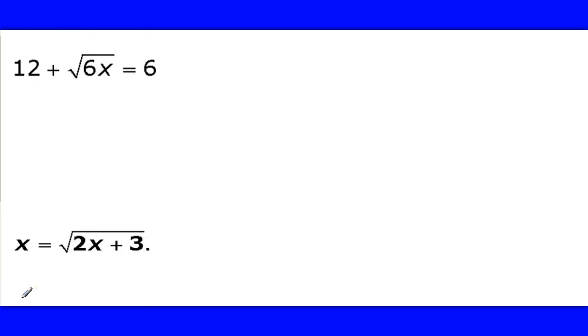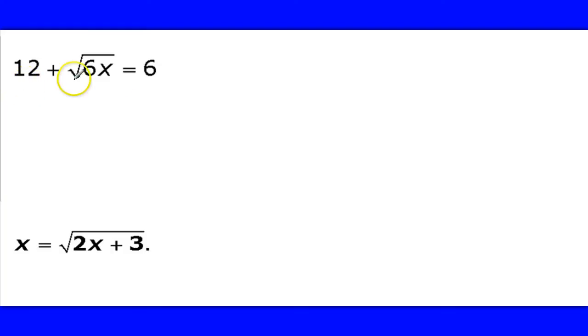Sometimes when we are squaring to solve an equation, we create some extra answers that don't really work. We call those extraneous solutions, and that's why it's really important that once you have solved a radical equation, you go back and check your answers. So on these two, let's make sure that we do that.